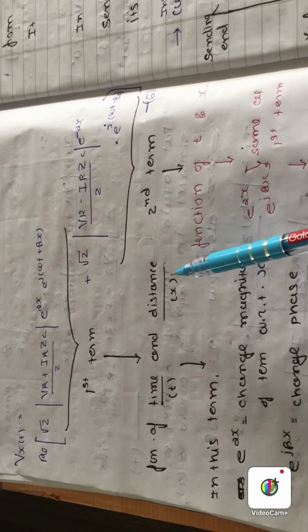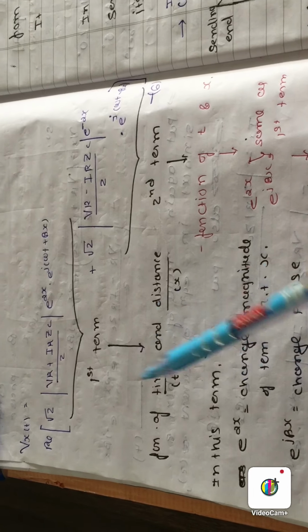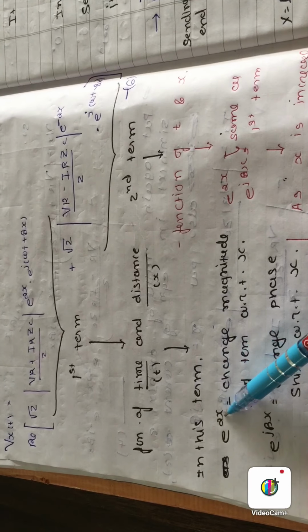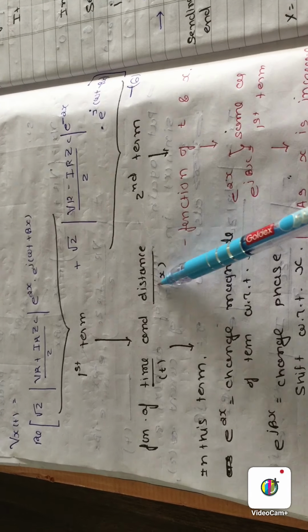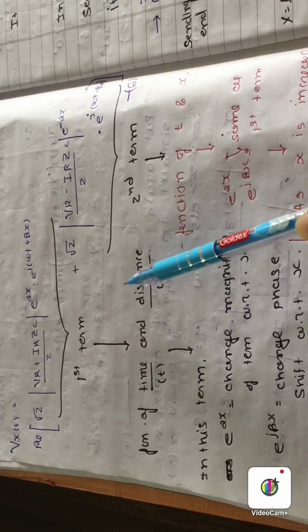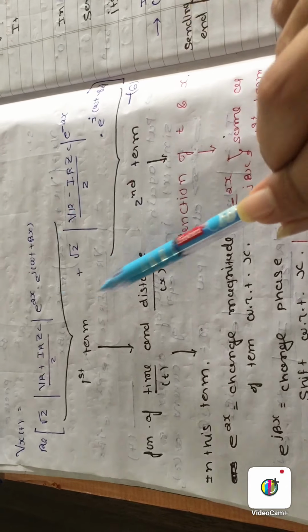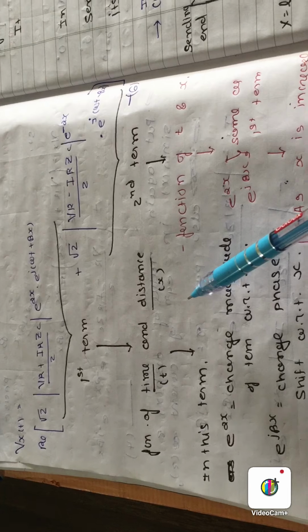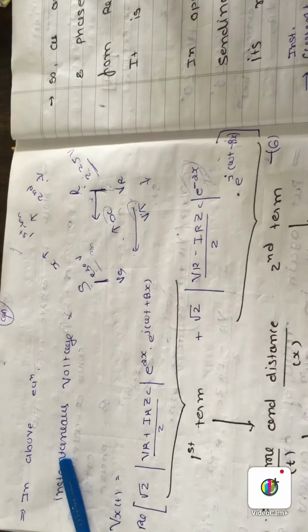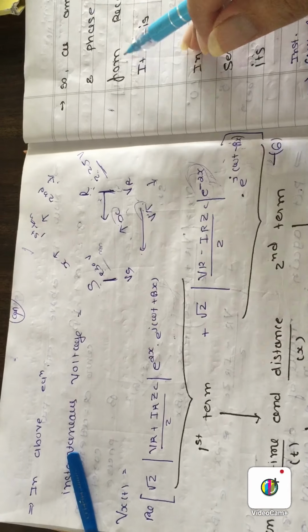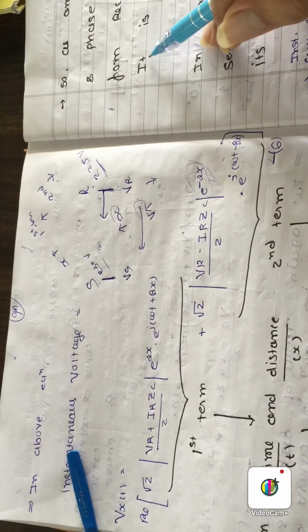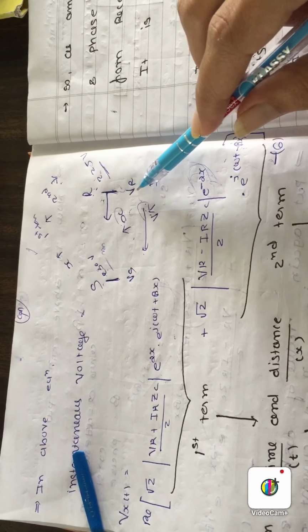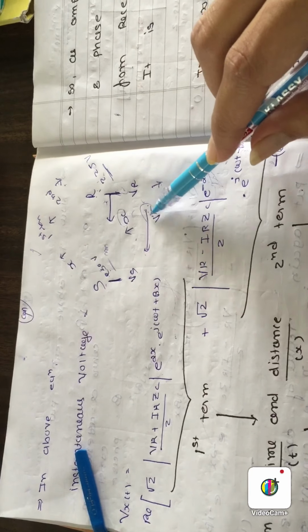Okay, now we will study what will change in this term according to time and x. As you increase x, meaning the distance from the receiving end, then what will happen? E raised to alpha x changes its magnitude. Okay, so this wave is known as the incident wave.